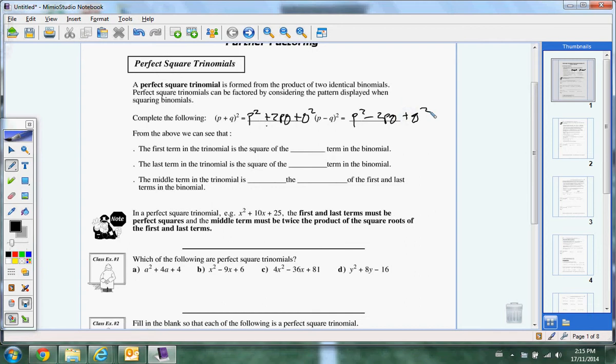So you can see that the first term of the trinomial is the square of p, the first term. So p squared, just going along with that pattern. You can see that the last term is the square of the last term. And the middle term is twice the product of the first and last term. So p times q times 2. We've already talked about this pattern before.